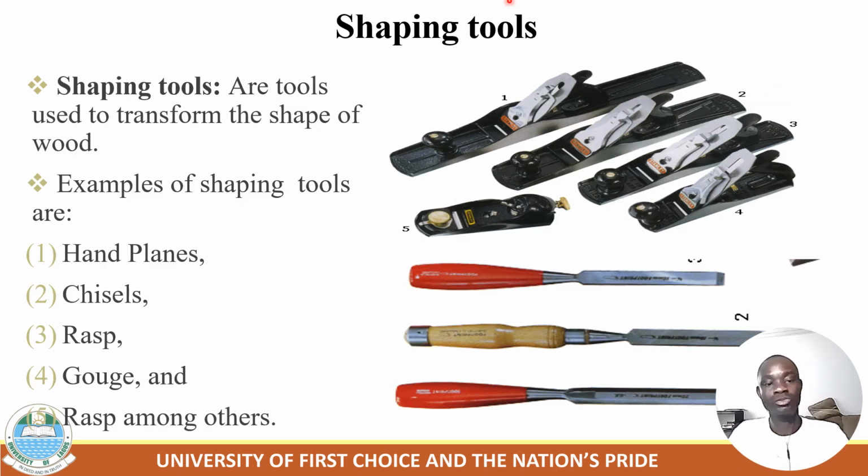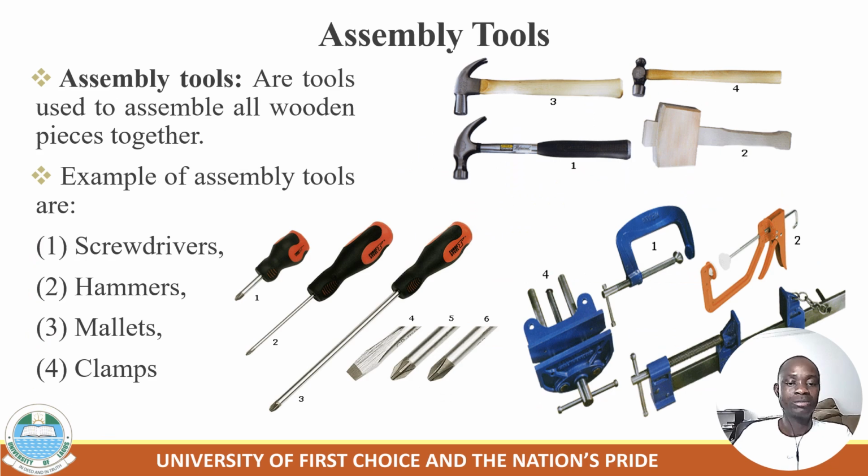And also we have shaping tools. The shaping tools are used to transform the shape of wood. If your wood is in a round shape, you can use the shaping tools to transform it to a rectangular or square shape or any other shape. If it is in a square shape already, you can transform it to a round shape, any form you want. The shaping tools are hand planes, chisels of different sizes, rasp, and gouge, among others. All these are types of shaping tools to shape your wood from one profile to another.